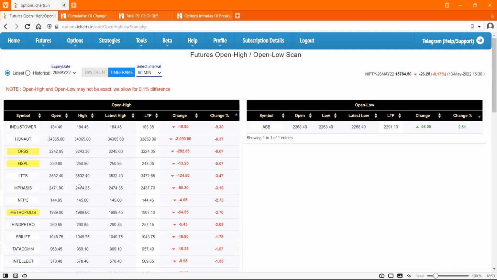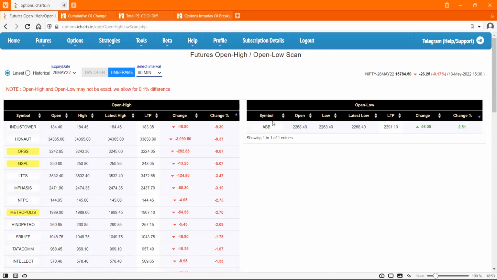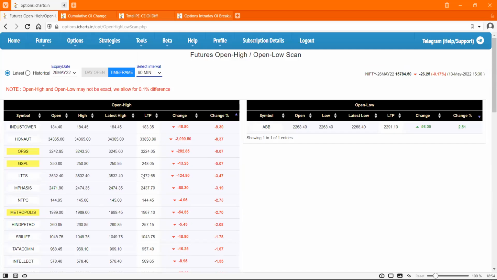3 p.m. onwards, they were only bearish. So that is why only this list is populated properly. Bullish, there is only one here. Because what we are looking at is from 3 p.m. onwards, everything was obviously mostly bearish.